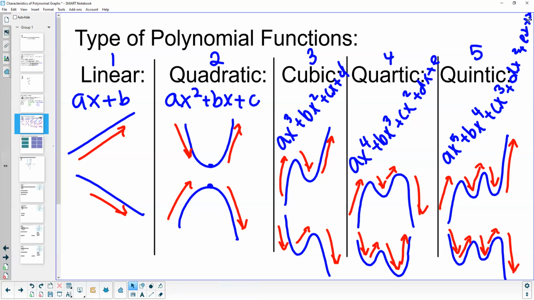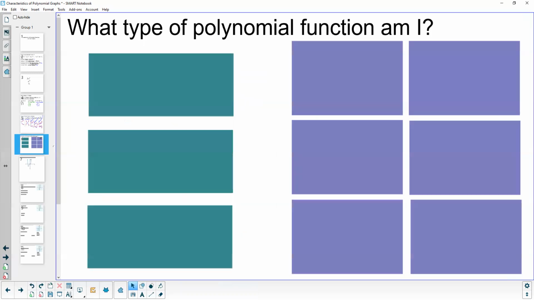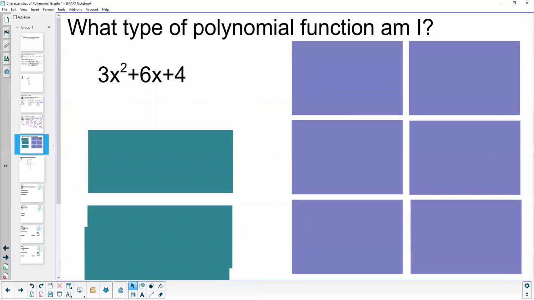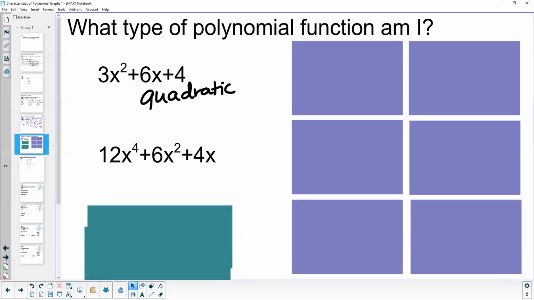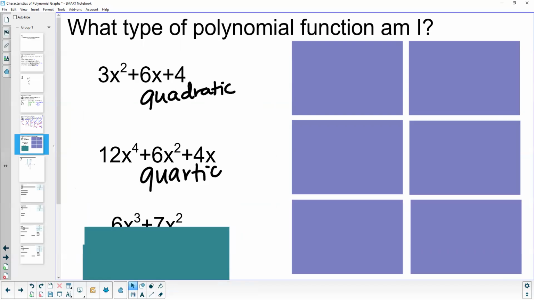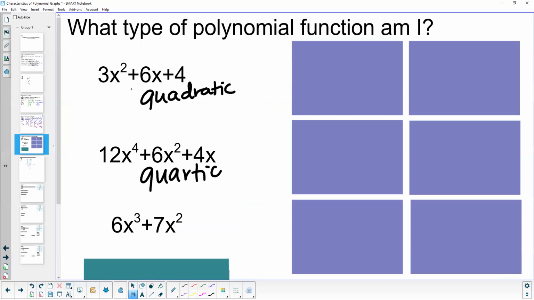both equations and graphs, to decide what type of function we have here. So let's take a look at this first one. 3x squared plus 6x plus 4. Well, because it's a degree 2, we know that that's going to be a quadratic. This next one here has a degree of 4, which means that it is going to be a quartic function. And our last one here has a degree of 3, which means that this is a cubic function. Okay, let's take a look at some of these other ones.